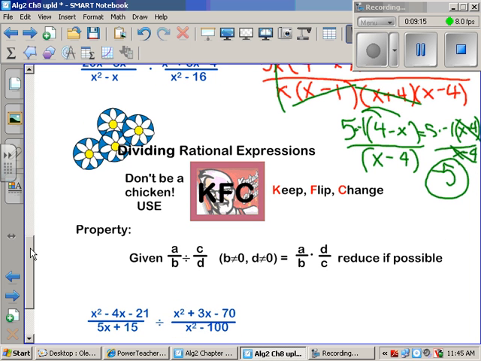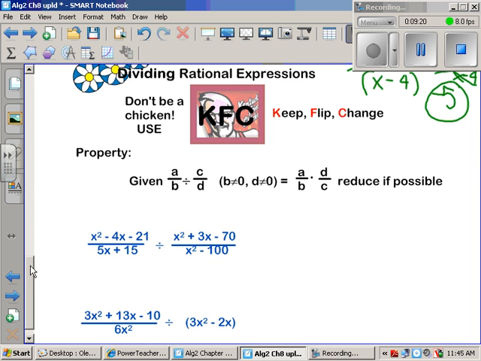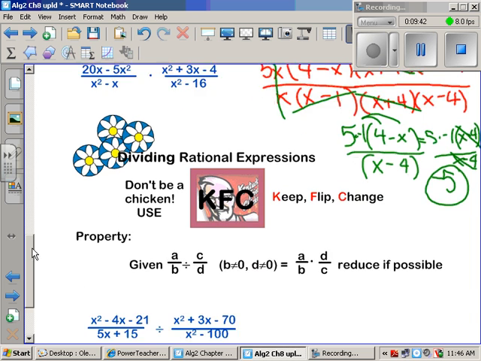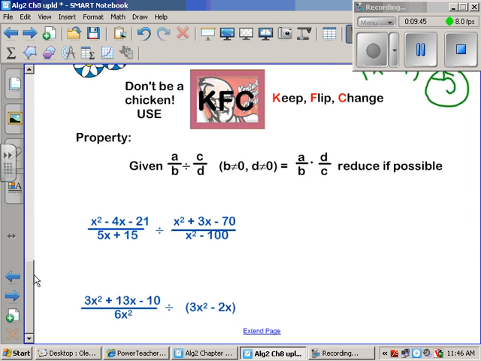All right. Division works the same way, except you've got to remember, when I taught this in middle school, I always taught, don't be chicken to divide, use KFC. KFC means keep the first term, so A over B, leave it as is. Flip the second one, so C over D becomes D over C. And then change the division sign to a multiplication sign. And then we've got a multiplication problem, just like these, and I work it the same way. Keep, flip, change.